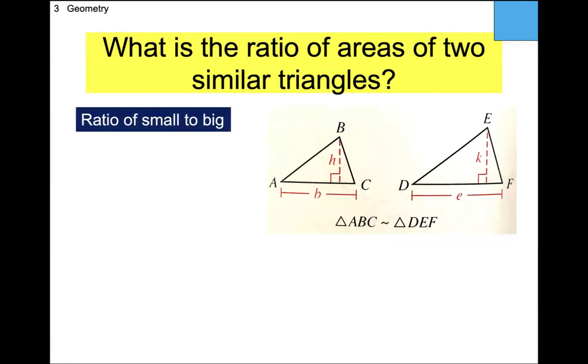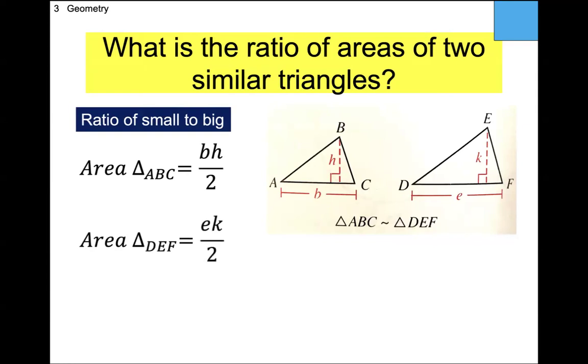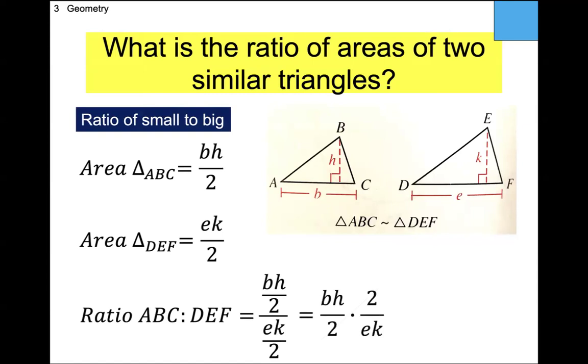So the area of the small triangle is base times height divided by 2. The area of the big one is E times K. It's still base times height, but that would be E times K divided by 2. Throw that into our ratio. Do our copy, dot, flip. We're sure expecting something to cancel. Well, the 2's cancel, and it appears that nothing else cancels. I'm left with that big ugly mess right there, but hold on, okay?